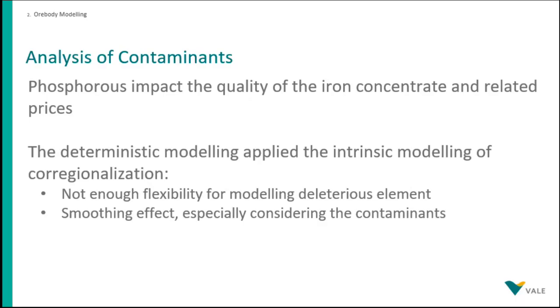So the first thing we were interested in was doing some analysis on the possible contaminants. And the first one that we were interested in was phosphorus, because this could impact the quality of the iron concentrate, decreasing the quality of the steel that would be generated afterwards. And it's usually common to have a deduction on the price if the product doesn't meet a certain target on phosphorus.